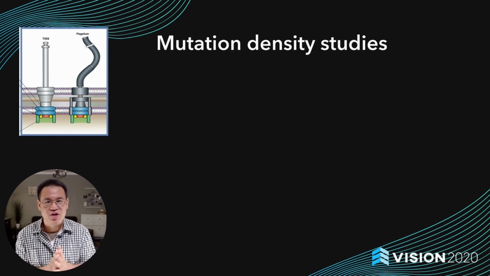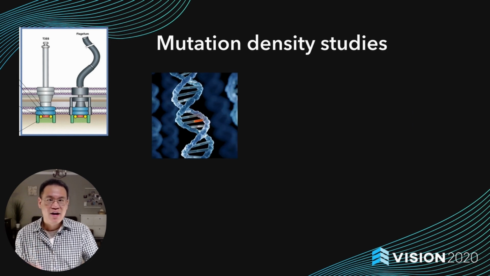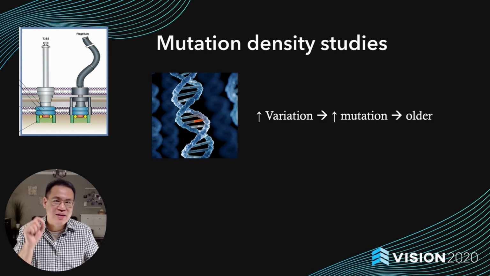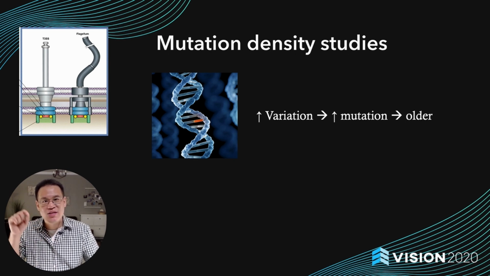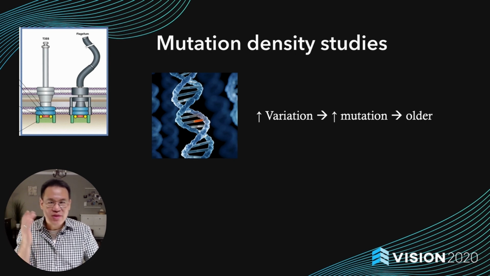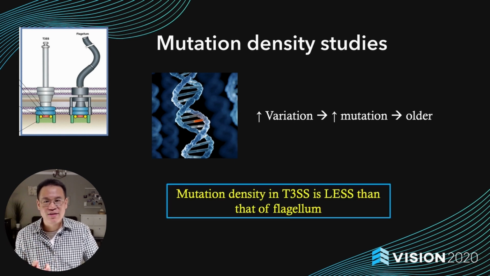First of all is something called mutation density studies. What they do here is they look at the mutational density in a different set of genes. They look at the genes and they say, what's the degree of variation that we see? If there's a lot of variation in that gene, they assume that there has been a lot of mutation, which means a lot of time must have elapsed since this gene was established. If there's less variation, then less time has elapsed. And what they find is that the mutation density in the T3SS is less than that of the flagella, and that implies that the flagella itself is older. The T3SS actually developed later or independently.